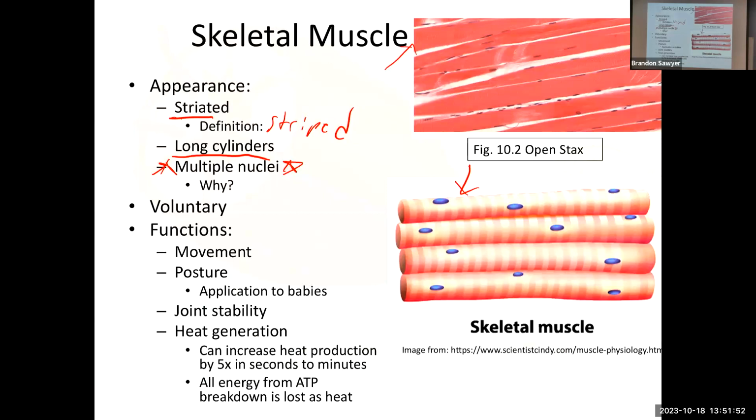So we need proteins made all along the muscle.